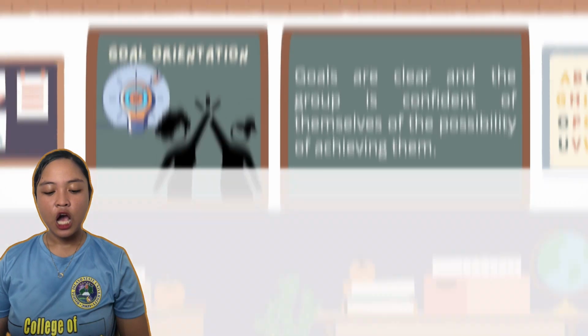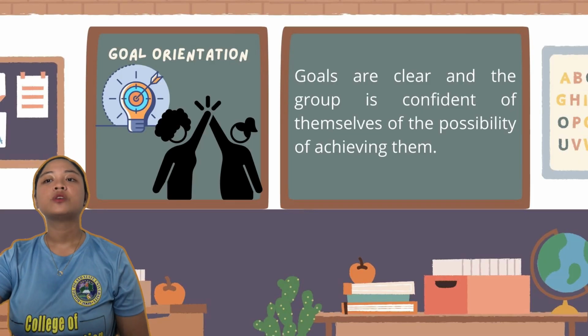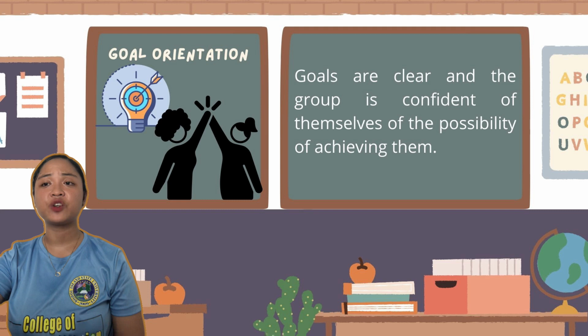Second is goal orientation. Goals are clear and the group is confident of the possibility of achieving them. As a group, as members, you have a common goal that you can achieve. Clear and well-defined goals mean everyone understands the group's purpose and desired outcomes. As a group, what is your purpose and the desired outcome of your goals.